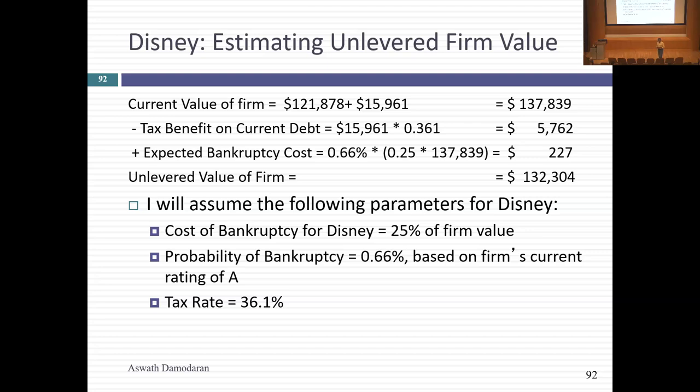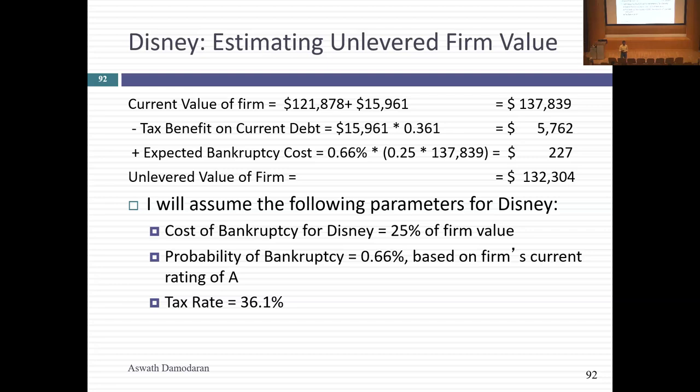What's the first step? I want to get an unlevered firm value for Disney. And I want to make this all about capital structure. I want to make the capital structure the star of the show. So rather than do a full-fledged valuation, I just started with the enterprise value for Disney of $137.9 billion. That's their existing enterprise value. That existing enterprise value reflects the existing debt that Disney has. And I'm going to play a little hypothetical game. I said, if Disney had no debt, what would the enterprise value look like?